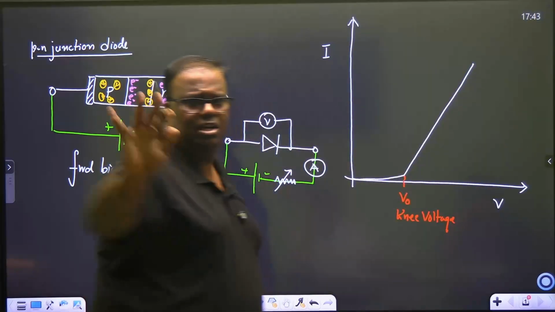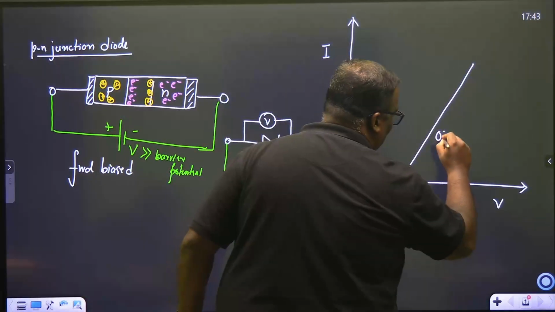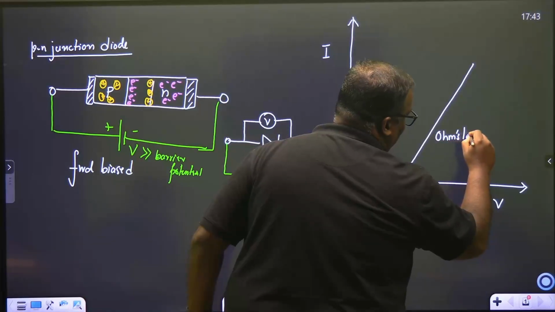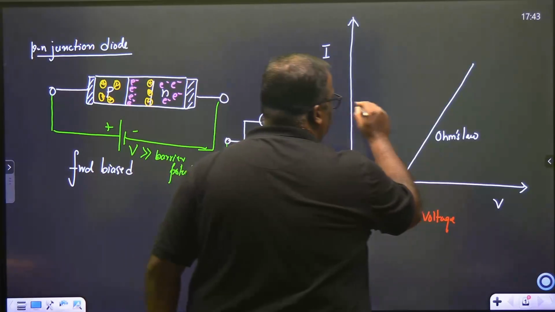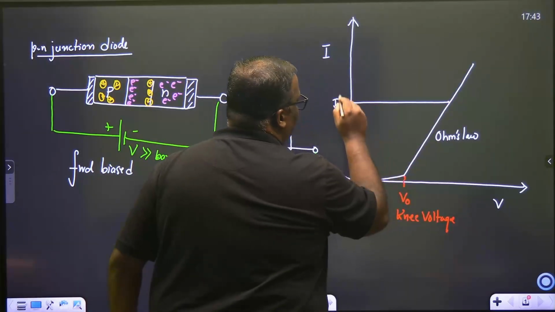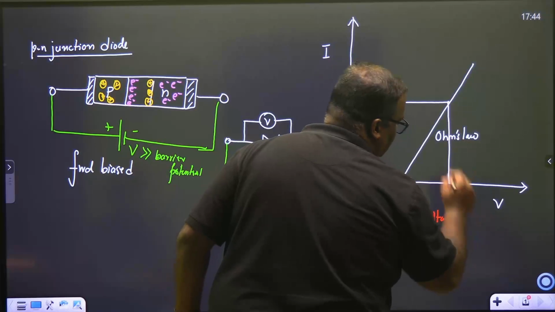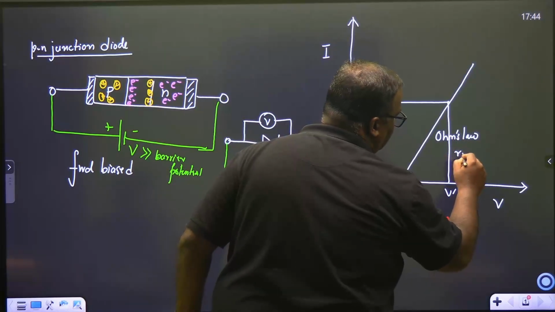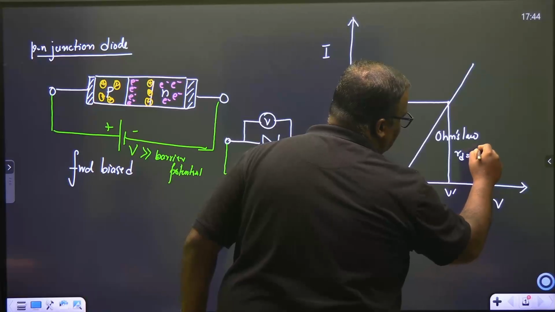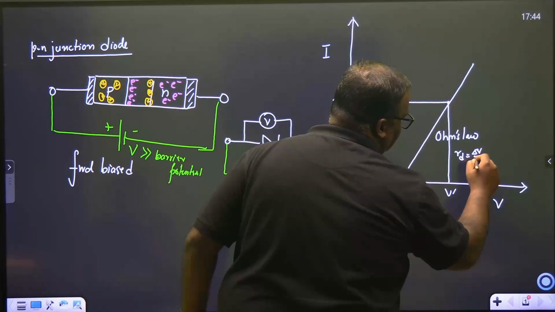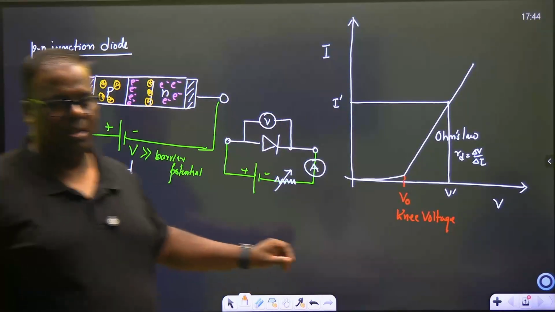It means it has become a conductor now, so this region will be following Ohm's law. For this region, there will always be some current I dash for some applied voltage V dash. So you will get some dynamic resistance out here, which is very small. It's any change in delta V by delta I. We call it the dynamic resistance.